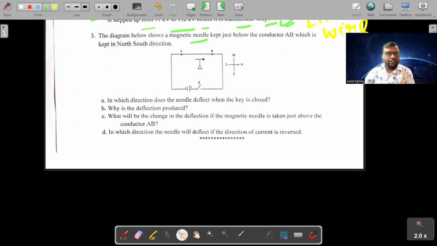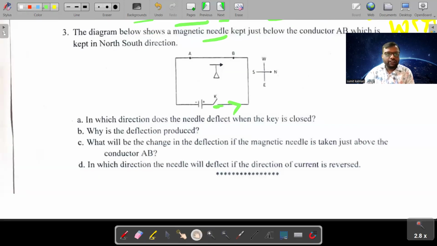So students, when you close the key, then what will happen? Current will flow from the positive terminal to the negative terminal. That is, current will flow from B to A. Is it clear? That is from north to south. And yes, students, if you apply the right hand thumb rule, your thumb should be in the direction of current, then your curled fingers will give the direction of the magnetic field. So here, in which direction will this needle deflect? It will deflect in the east direction.